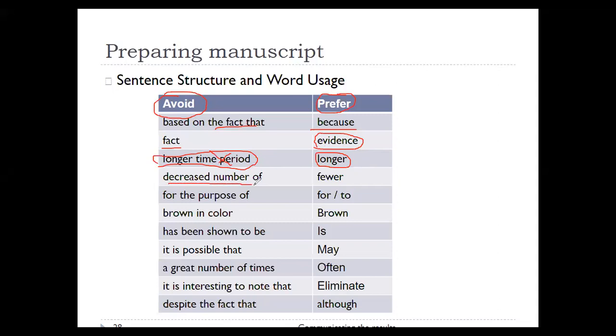Decrease the number of quantity, अशा म्हणण्यापेक्षा fewer quantity म्हणता येतं. किंवा for example brown in color, त्याच्याऐवजी ब्राऊन म्हणू शकतो. ब्राऊन कलर आहे सर्वांना माहित आहे, सो ब्राऊन इन कलर म्हणायची गरज नाही, है ना. किंवा मग has also been shown to be च्या ऐवजी is वापरू शकतो. So simple and easy preferred words should be used. It is possible that च्या ऐवजी आपण may वापरू शकतो. तर अशा प्रकारचे साधे आणि सिंपल वर्ड्स शक्यतो यूज करावेत, so that manuscript is more readable.